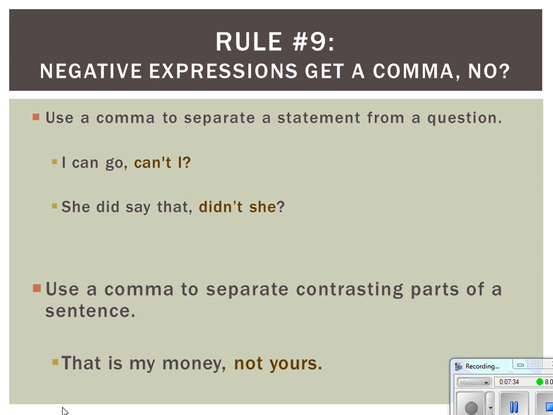Another reason we use Rule 9 commas is to either separate a statement from a question or to separate contrasting parts of a sentence. You want to think in these terms, those negative expressions, right? So: I can go, can't I? So this is kind of the statement part here, and this is the question. But notice it's a negative expression. She did say that, didn't she? This one is the affirmative statement. This is the negative question. Or in this case, the contrasting idea: that is my money, not yours. Still negative expressions at the end of a sentence.